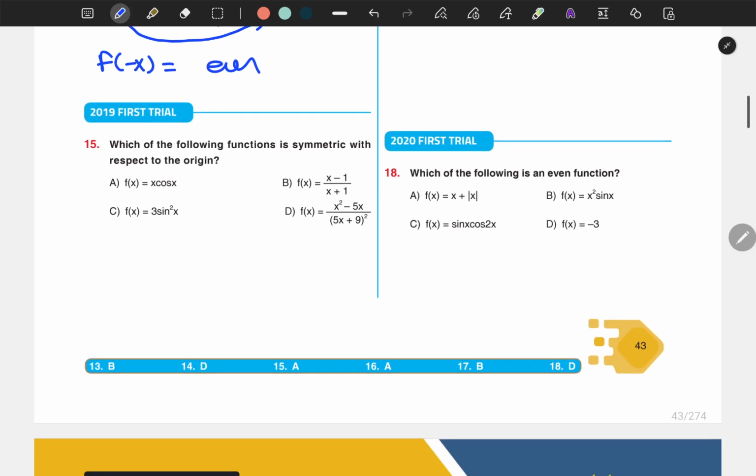Which of the following is symmetric with respect to the origin? Okay, origin means odd. X is odd. Cosine is even. Odd times even is directly odd. You see? It's one step. Which of the following is an even function? Guys, every number is even, because every number is an even function.